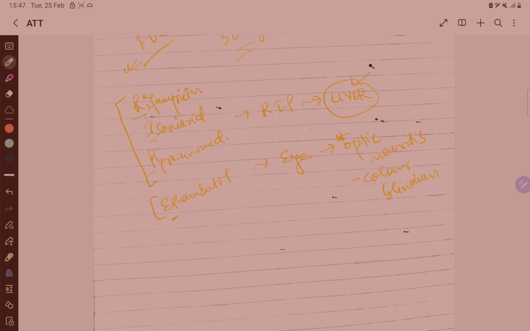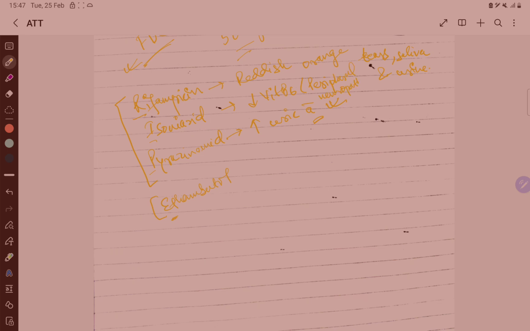What are the other features in rifampicin, isoniazid and pyrazinamide? Pyrazinamide increases the uric acid and damages the liver the most. Now in rifampicin there is reddish orange discoloration of tears, saliva and urine. In isoniazid there is a decrease in vitamin B6 levels, so it can cause peripheral neuropathy. Hence we have to add vitamin B6 when we are giving anti-tubercular therapy.